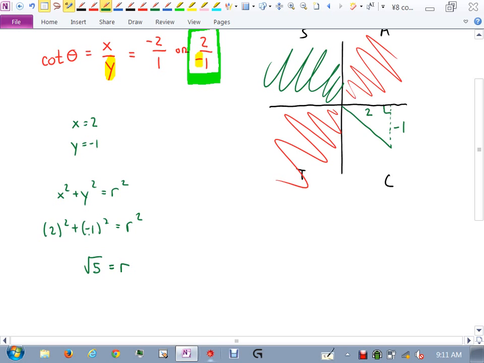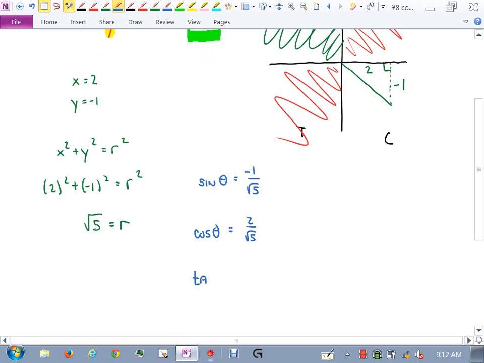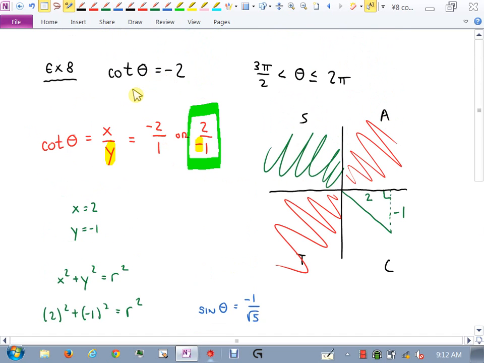So you can get all your other trig functions now. Sine of theta is y over r, -1 over root 5. Cosine theta is x over r, so 2 over root 5. And then tangent theta, how would you get tangent theta here? You could do y over x, couldn't you? Or you could just flip over what you had to begin with, right? This is cotangent, so flipping that's tangent. So you could write that as -1/2. Either way.